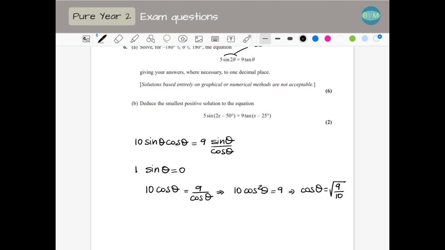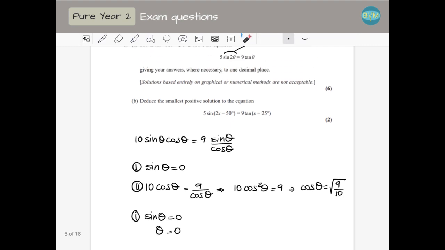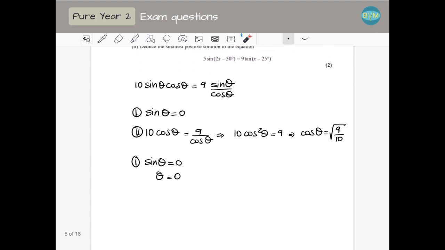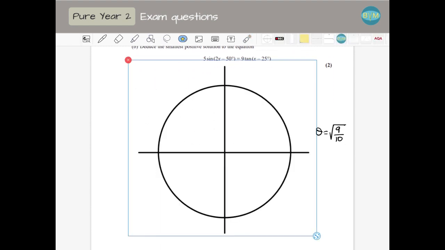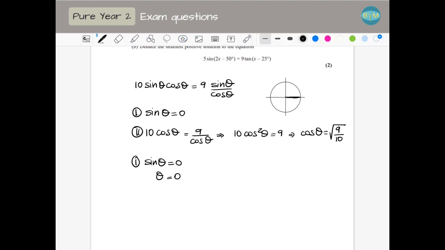From here, I'm going to separate both solutions. Sine theta equals 0 means that theta is going to be 0. And in this interval, minus 180 to 180, the other solutions, if you see your circle, sine 0, we are here. The same is 180 and minus 180. All of them have sine equal to 0. So my solutions are 0, minus 180, and 180. This is the first part.